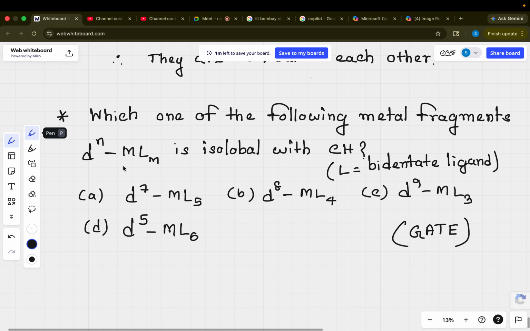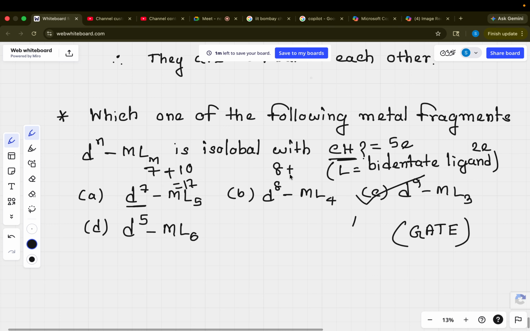Done. Which option is it? Option C, sir. Option C, correct. So CH means you have 5 electrons from here. If you see D7, that means you have 7 d electrons for your transition metal. So 7 from your metal center, and the ligand is bidentate, so it is donating 2 electrons, right? So if you have 5 ligands, ultimately they will donate 10 electrons. So it is becoming 17.